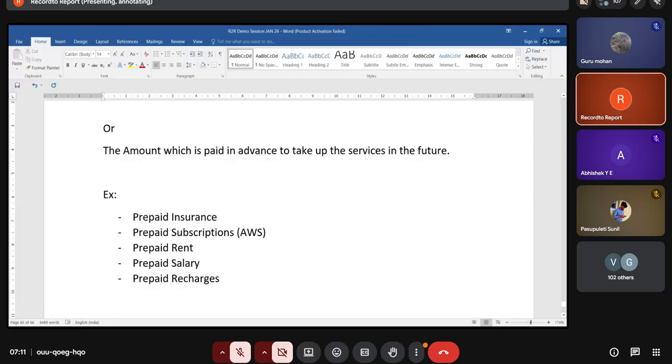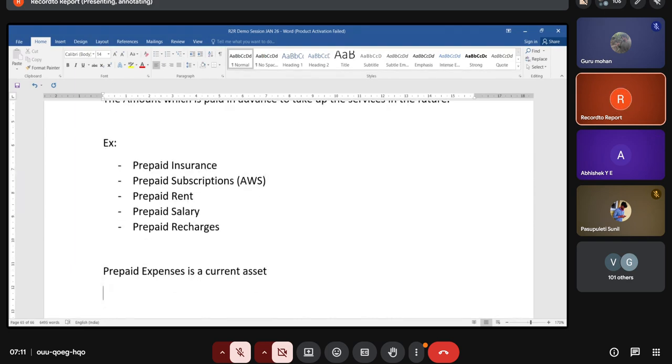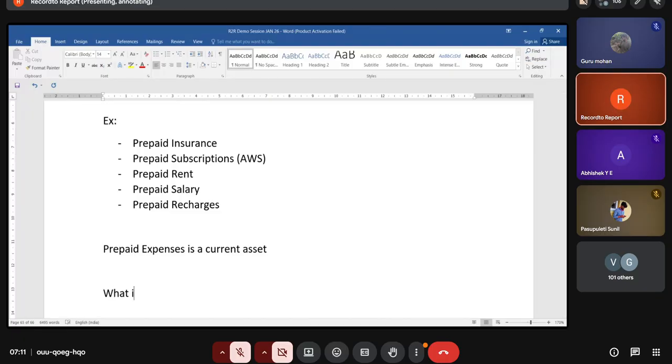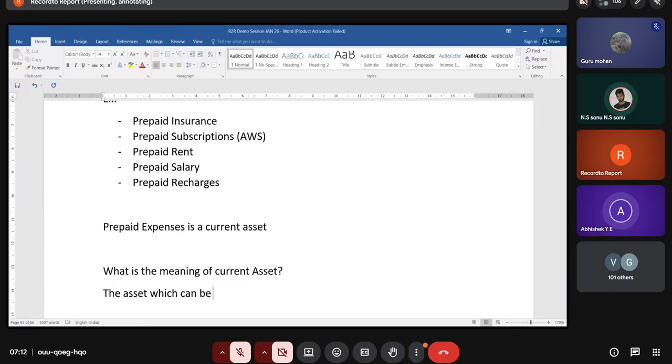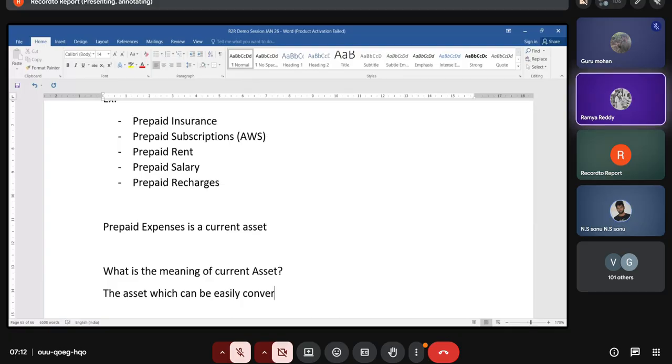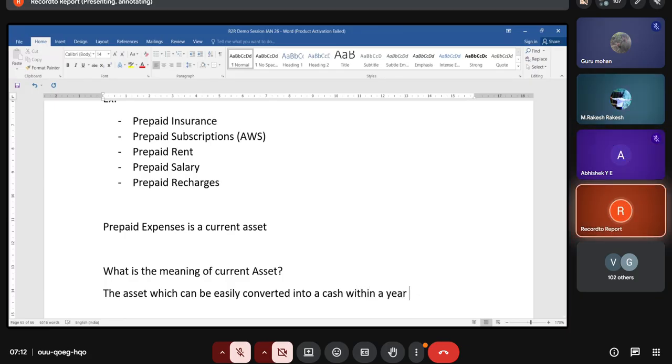Prepaid expenses is a current asset. What type of asset is it, guys? It's a current asset. What is the meaning of current asset? We discussed it: an asset which can be easily converted into cash within a year span.